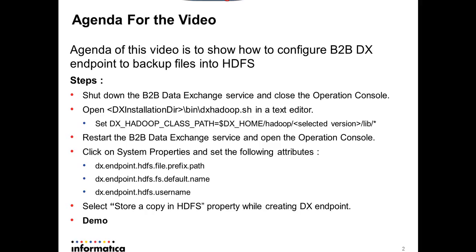So first, shut down your B2B DX services and close any operation console. Then log in into your DX server, navigate to this directory location, DX installation directory /bin/dx hadoop.sh. Open this file in a text mode, in a VI mode, and then set this DX Hadoop class path pointing to the directory where you have all the needed libraries or APIs, jar files for the particular Hadoop version that you have in your company.